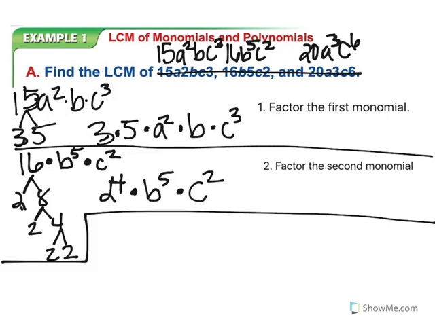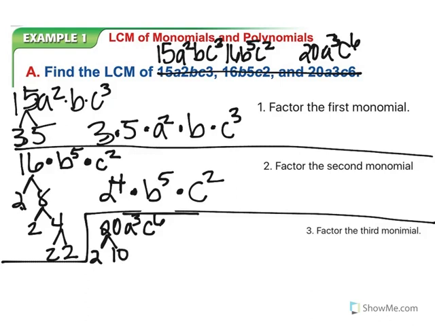Our third step is going to be factoring the third monomial. We're going to do the tree on the 20 as well, so this breaks up into 2 and 10, and the 10 breaks up to 2 and 5, so we can actually rewrite this as 2 squared times 5 times a cubed times c to the 6th.